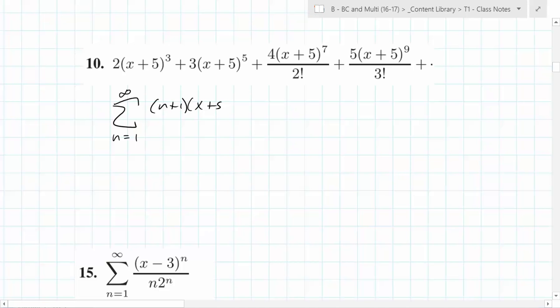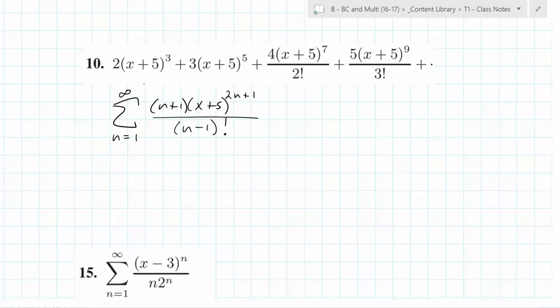And then what is it? x plus 5 to what power? What's the power going to be? 2n plus 1? Something like that? Is that correct? Yeah. Oh, it's frozen. Thank you. And then what's the denominator going to be? In this case, it's n minus 1 factorial, I think, if it starts at 1. I picked 1 to start with. I think that's right. So that's nice. You get an explicit formula.